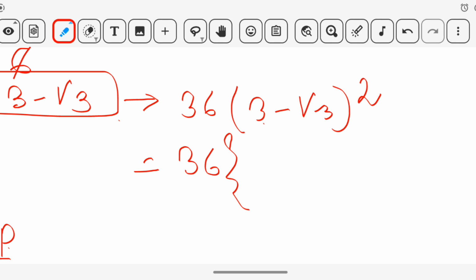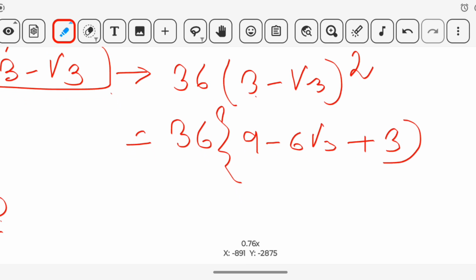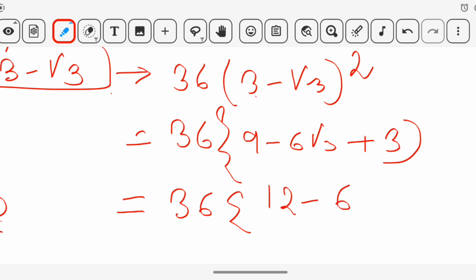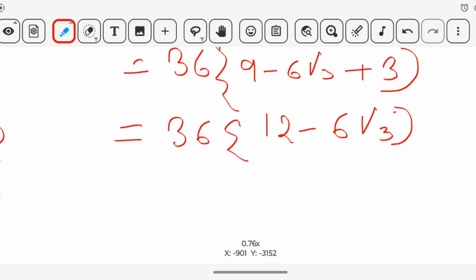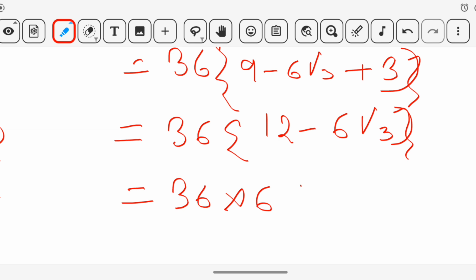3 minus root 3 whole square is a minus b whole square, that is a square, 3 square, minus 2ab, 2 times 3 times root 3, plus b square, root 3 square, which is 3. So that equals 36 times the bracket, 9 plus 3 is 12, minus 6 root 3. Now a 6 goes outside, so 6 times 2 remains, which is 12, minus root 3 inside.